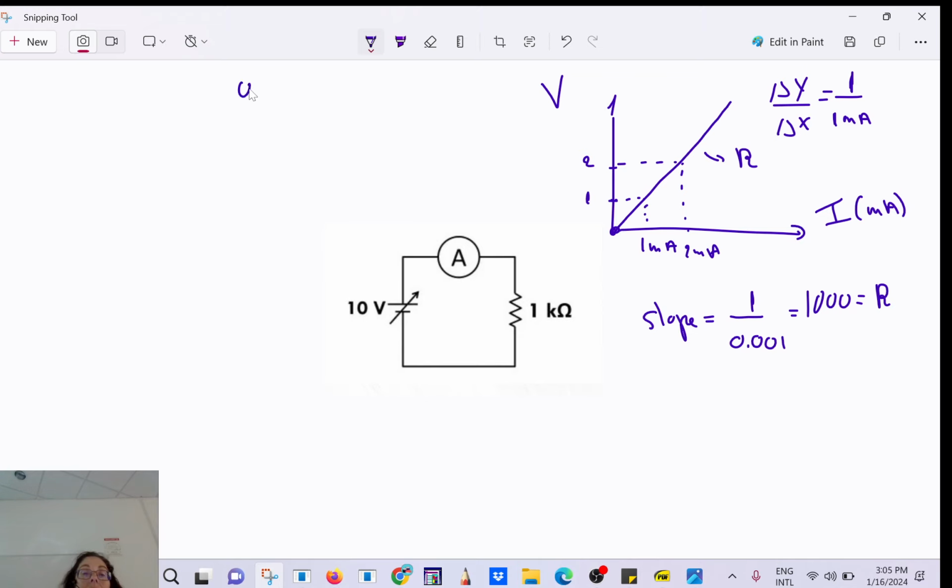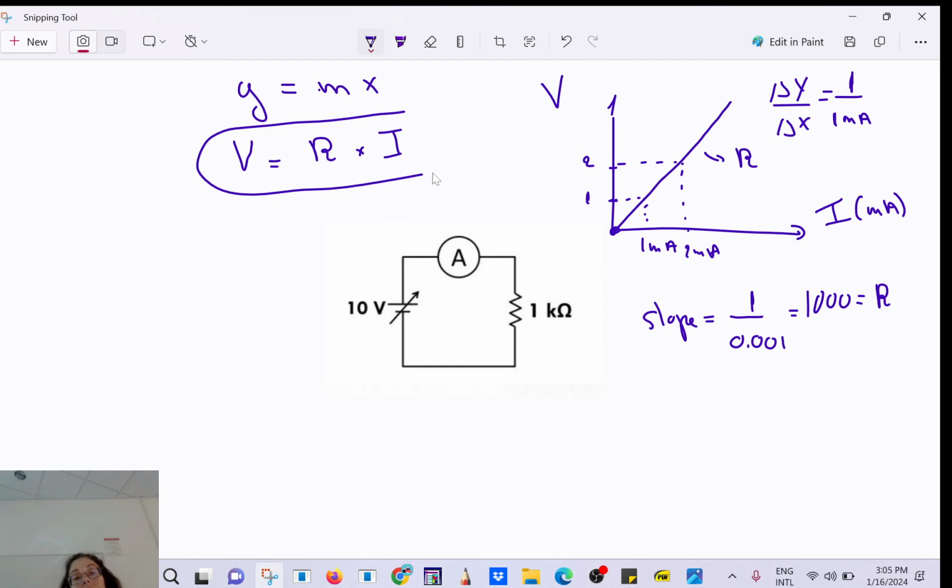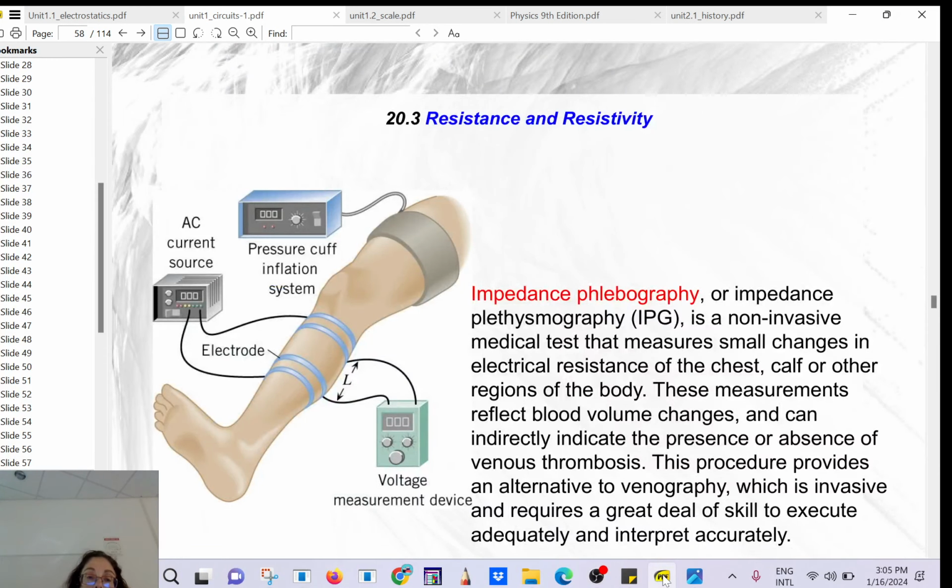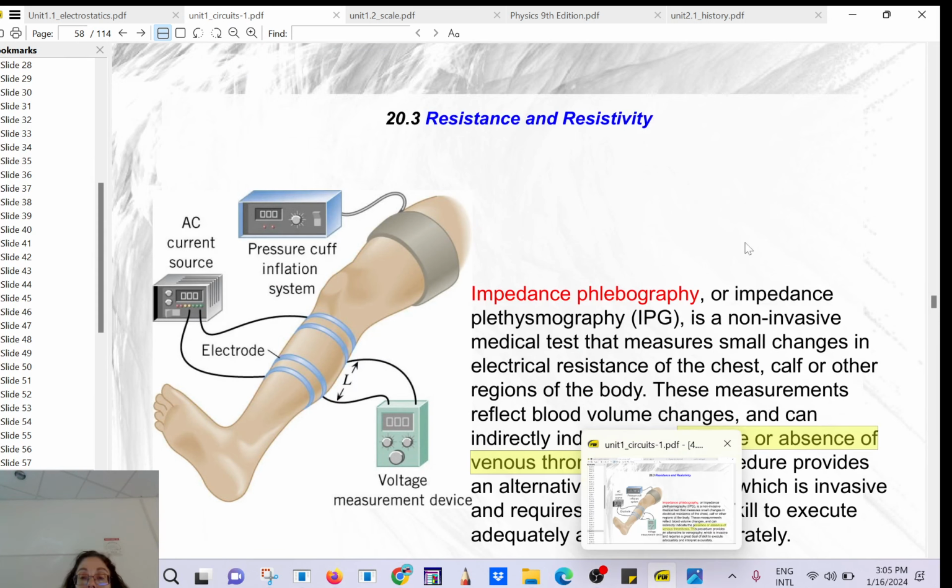So it's like a linear relationship. Y equals mx, where m is the slope. Here you have the voltage drop equals resistance, which is the slope, times the current. Okay? At some point, you're going to do that lab. Okay, that comes from the book I was telling you about.